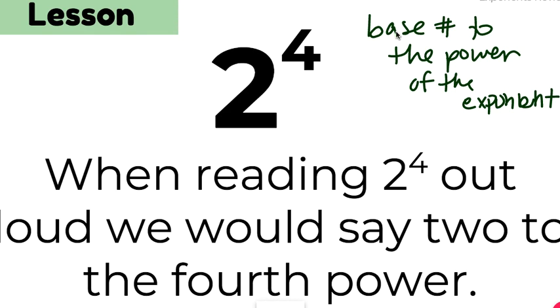So the base number we read first, and then we say to the power of, and then we read the exponent. So 2 to the power of 4, or 2 to the 4th power. Either way is acceptable.